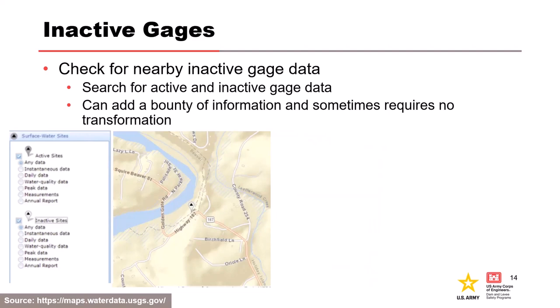So the USGS, historically, they have their active gauging network. And you go to the NWIS Mapper, just Google that. And that'll show all the active USGS gauges. But there's also a filter for inactive USGS gauges.